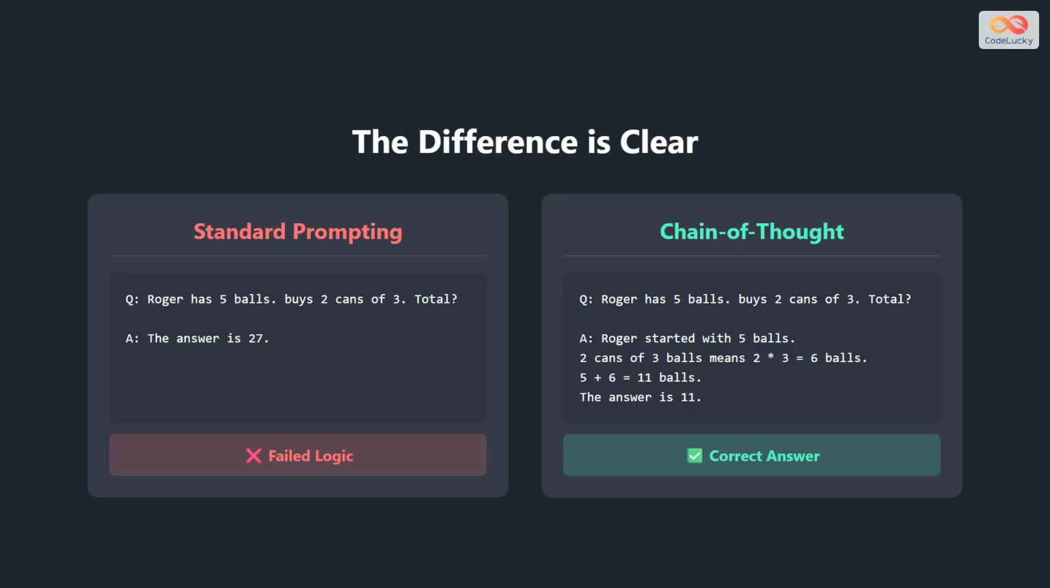Let's compare the results side by side. On the left, the standard prompt fails because it rushes to a conclusion. On the right, using chain of thought, the model explicitly writes out 2 means 6 balls and then adds that to the original 5. By showing its work, it arrives at the correct answer of 11.